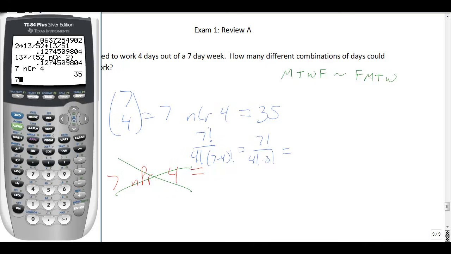And then what I do is 7 factorial divided by, make sure you put this denominator in parentheses, 4 factorial times 3 factorial. That works out to be 35. Note, one mistake I see a fair amount of is if I don't include these parentheses, you get a different answer.